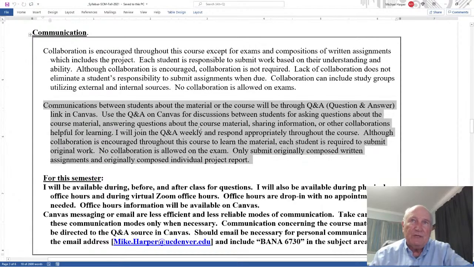Now, the communication between students is through something called Q&A, question and answer, link in Canvas. The Q&A link in Canvas is for discussion between students, to ask questions, and we'll get into the Canvas here in just a second. I'll show you. And I will visit the Q&A links on each of the topics at the end of the week, see if there's anything I need to contribute, see if people are saying things wrong that I need to correct before you submit things on Sunday night. Okay.